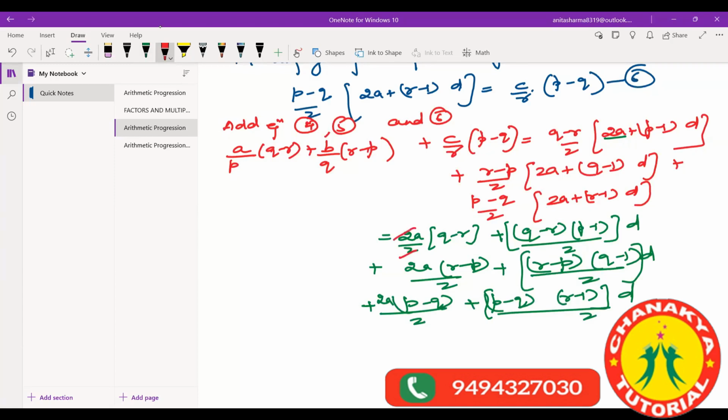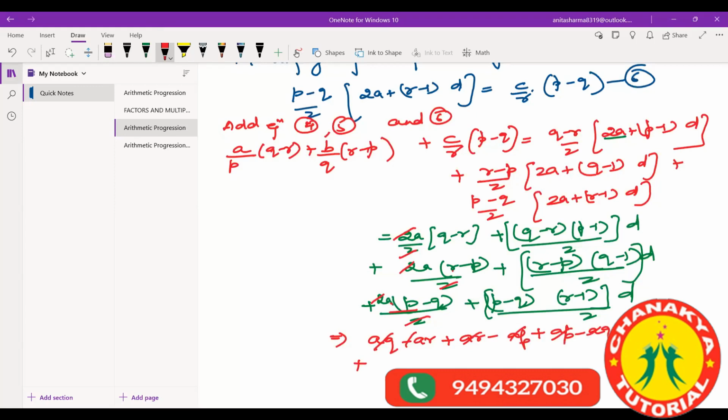2 cancel. This 2 will cancel. So now AQ minus AR. Now here plus AR minus AP. Now plus AP minus AQ. So this all will cancel, beta. Right? Speak, children. Are you understanding? Yes, ma'am. Okay.